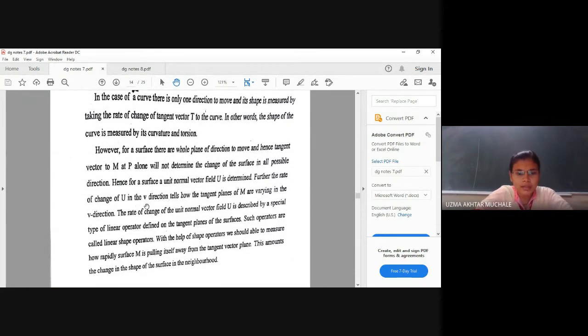So what we are going to do is first find out the unit normal. Suppose there is an arbitrary shape of surface and this will be a unit normal. If you are having a unit normal, that will show you how the surface is changing, or what the shape of the surface is.